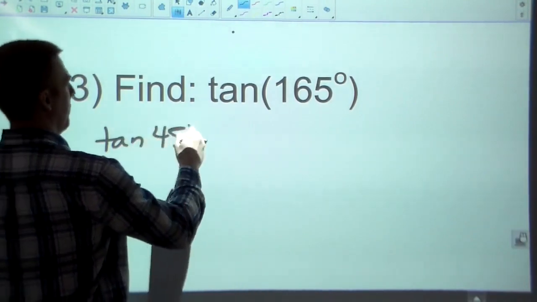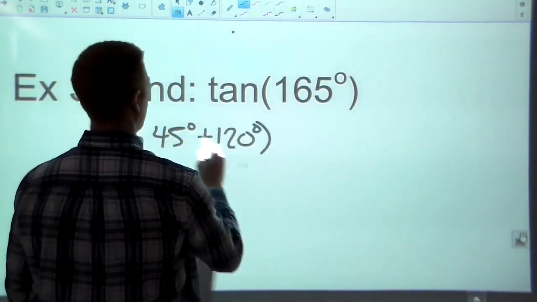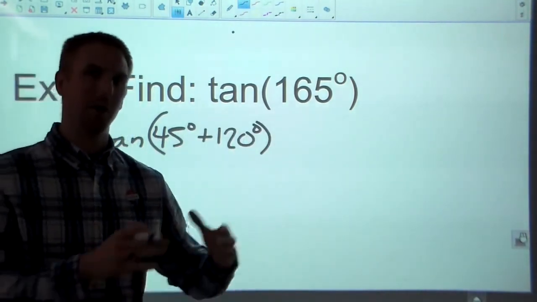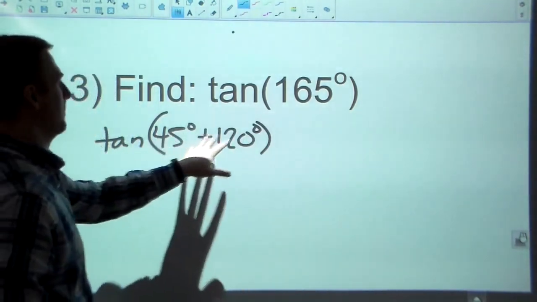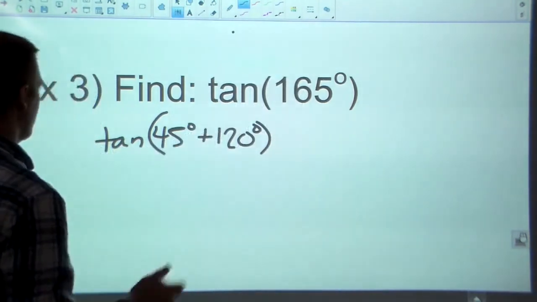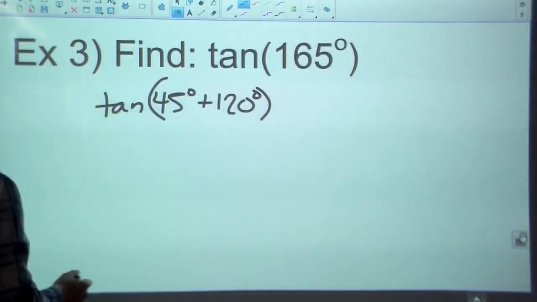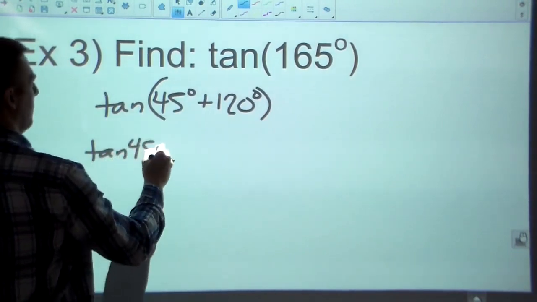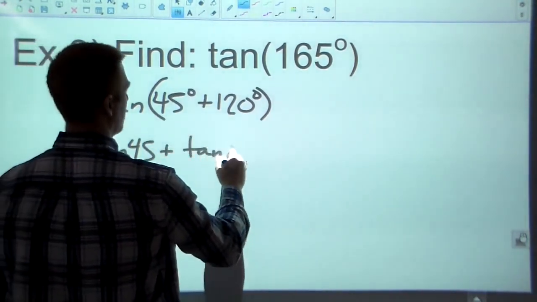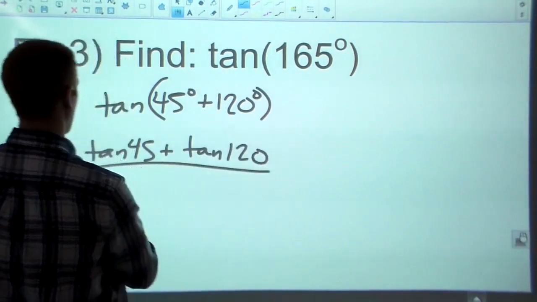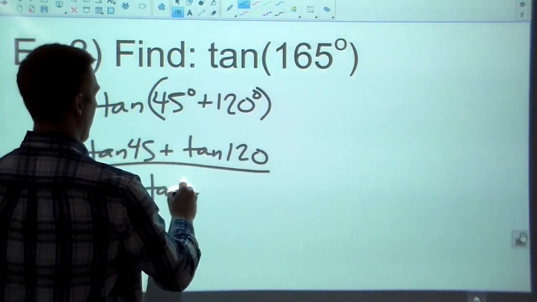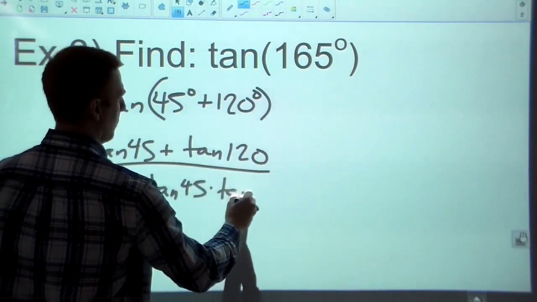So tangent of 45 plus 120. Again, no right answers. I mean, there's a right final answer, but there's no right way to get there. As long as you pick two angles that add or subtract to make 165, it's going to check out. All right, so let's practice the tangent formula. It's going to be tangent of 45 plus tangent of 120 over 1 opposite sign minus tangent 45 times tangent 120.